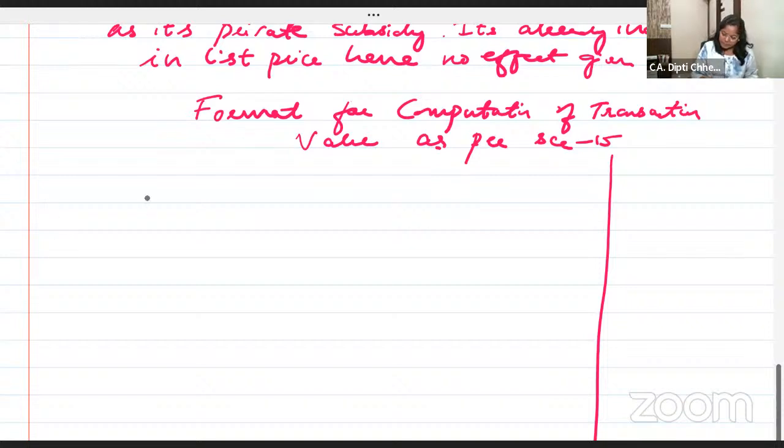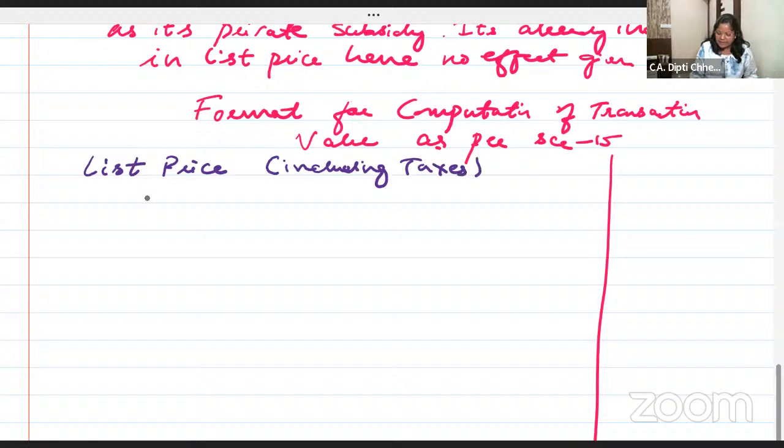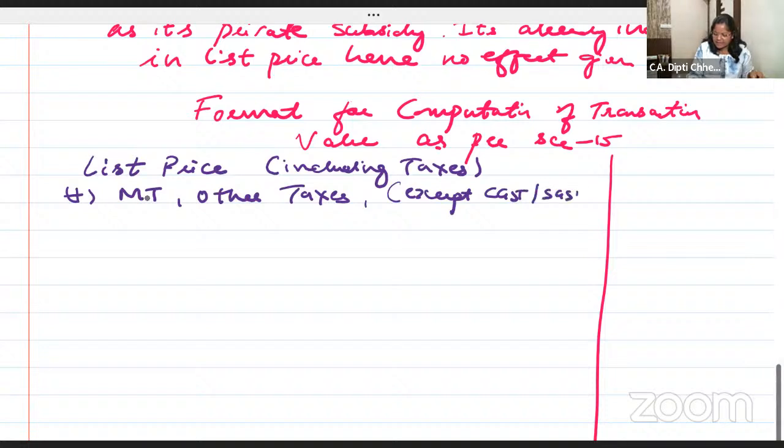Start with what? List price. Suppose it is including the taxes, GST and all, list price. But it is arm's length price. So what you need to add back? Municipal tax, other taxes, you have to add back, except CGST, SGST, IGST and UTGST. Those we won't take. Leaving those, other taxes just add back.